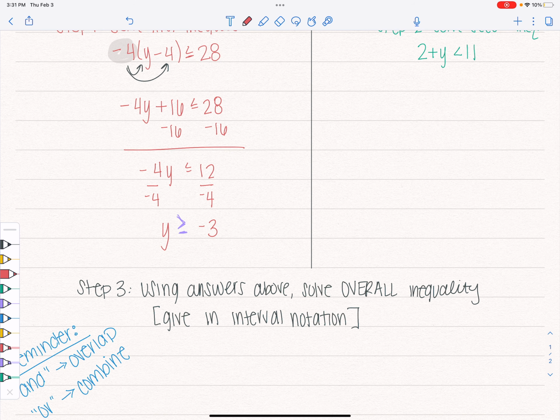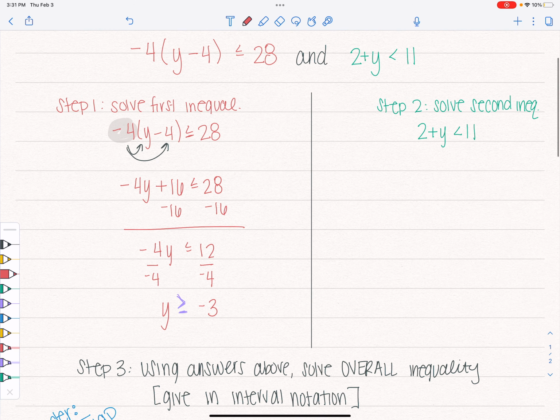I'm going to graph it. And so I've got -3 over there. I've got a bracket because it is greater than or equal to, oops, sorry, wrong direction. I've got a bracket, and then I'm going to shade to the right, which gives me an interval of -3 to infinity, parenthesis. Okay, so there's the first one.